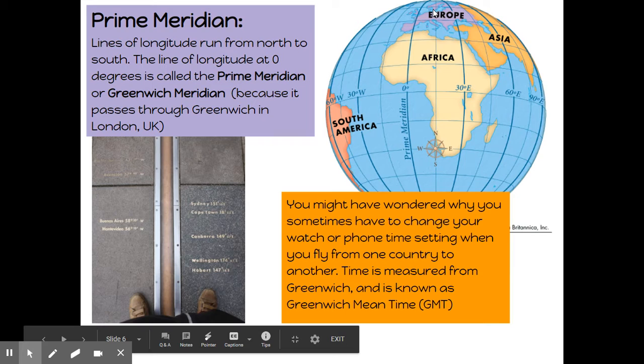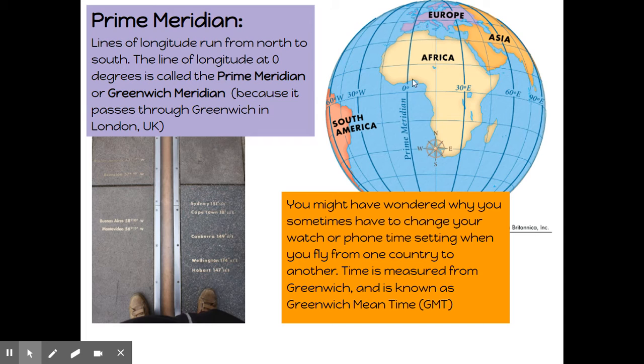The lines of longitude are similarly numbered. The line of 0 degrees is called the prime meridian, or sometimes the Greenwich meridian. And it's called that because it passes through an area of London called Greenwich. But it's 0 degrees. And from the 0 degrees prime meridian, the lines of longitude go that way, 30, 60, 90 degrees, and they go that way, 30, 60, 90 degrees, all the way round to 180.